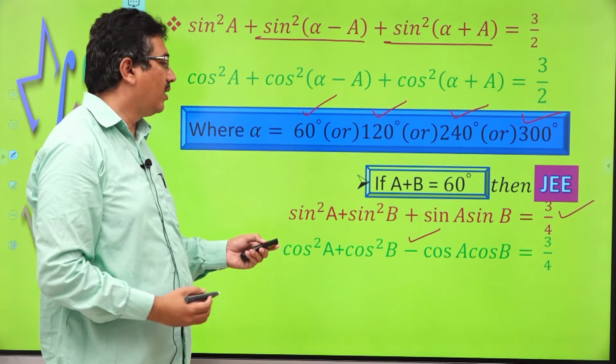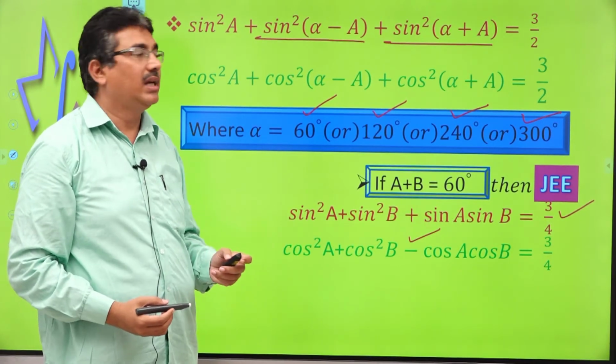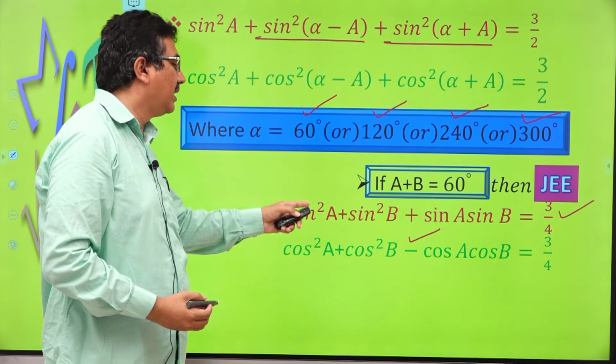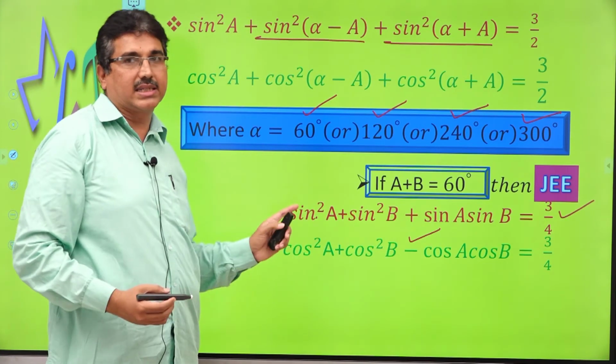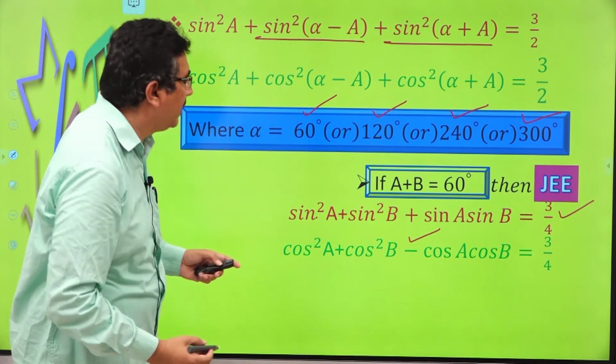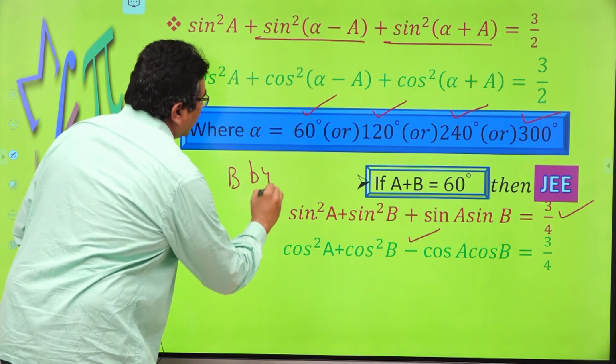Now if A minus B is equal to 60 degrees, what is the change in the relations? If A minus B is equal to 60 degrees, replace angle B by minus B.